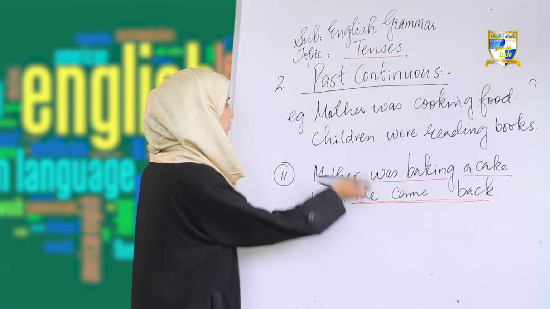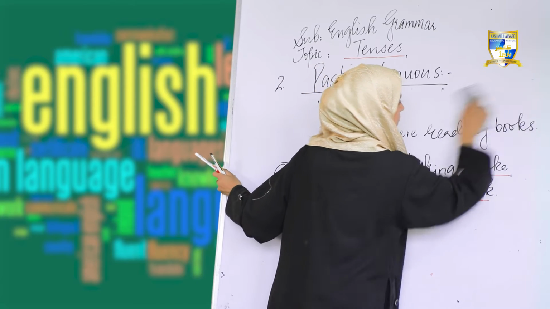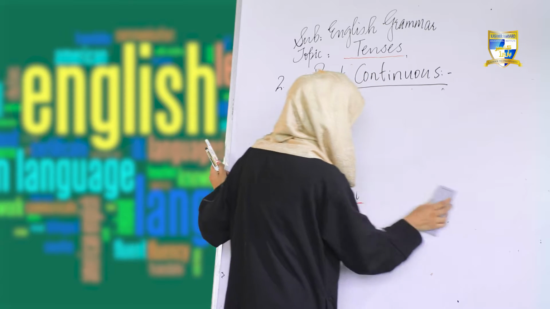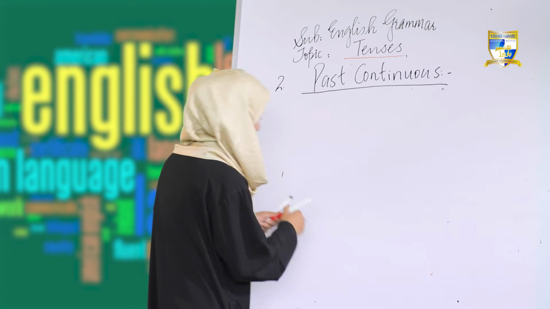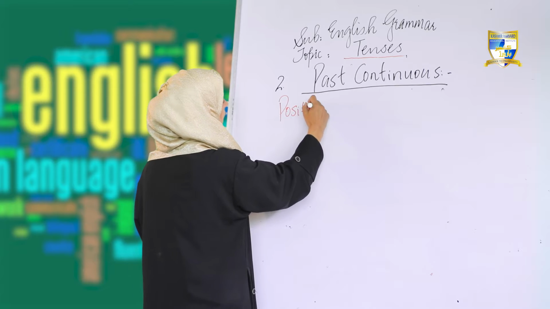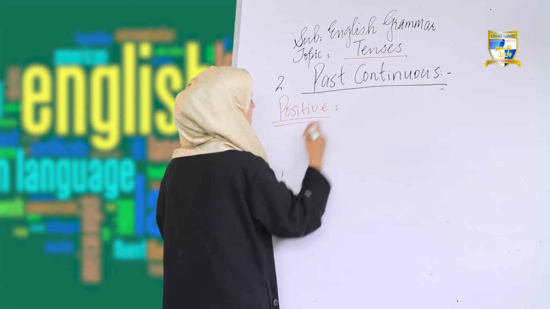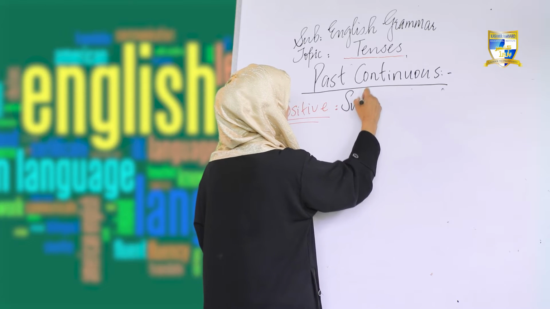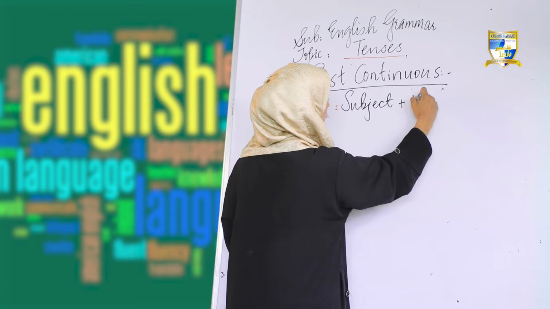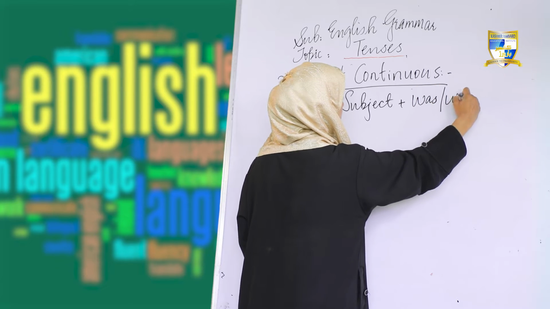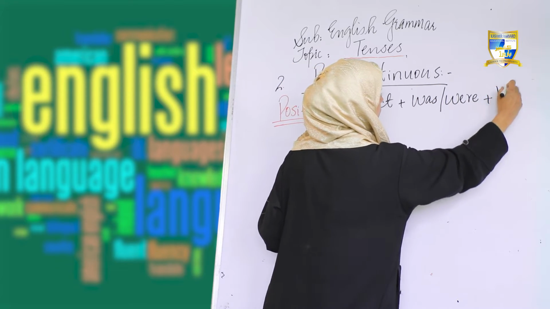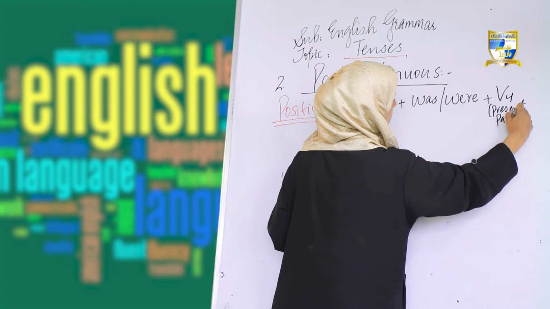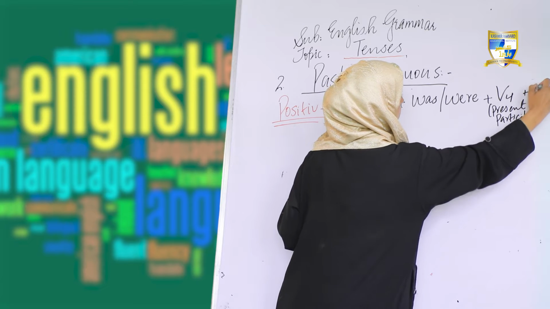Let me show you the structure of past continuous. Here first we are going to learn about the structure of past continuous in positive sentences. If you have a positive sentence with this tense, past continuous, the structure must be like this: subject plus was or were plus V4, which is also known as present participle, plus object.